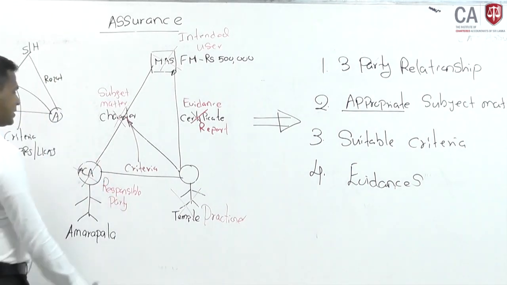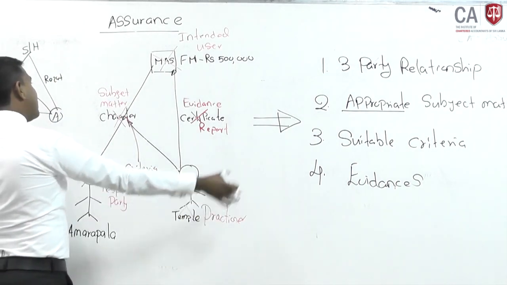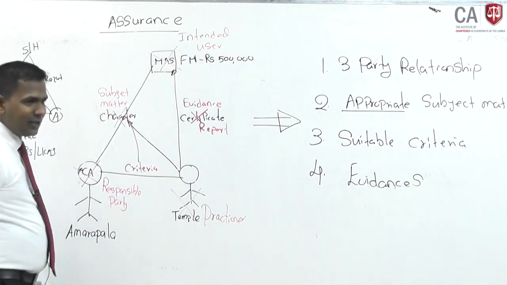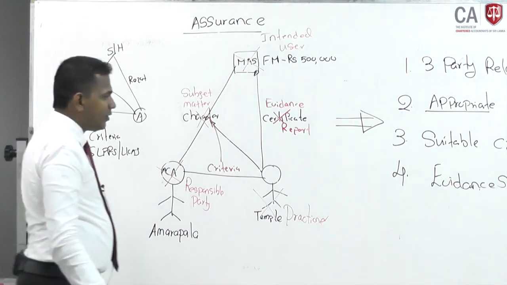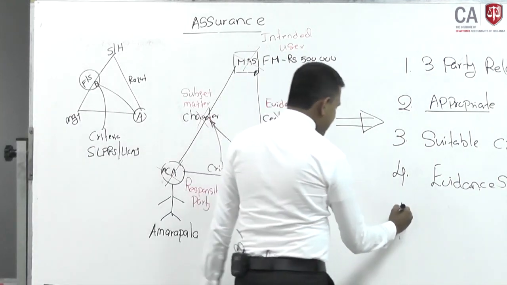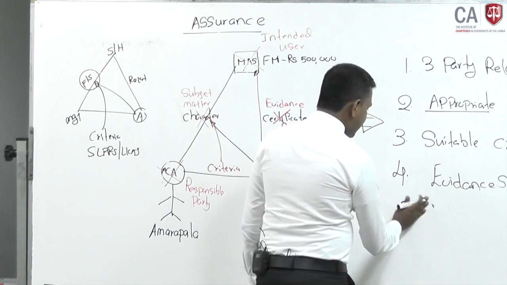The number 5 is, this particular practitioner must give a written report to the intended user. This particular chartered accountant should give a report to the shareholder. So therefore, the fifth criteria is the written report.